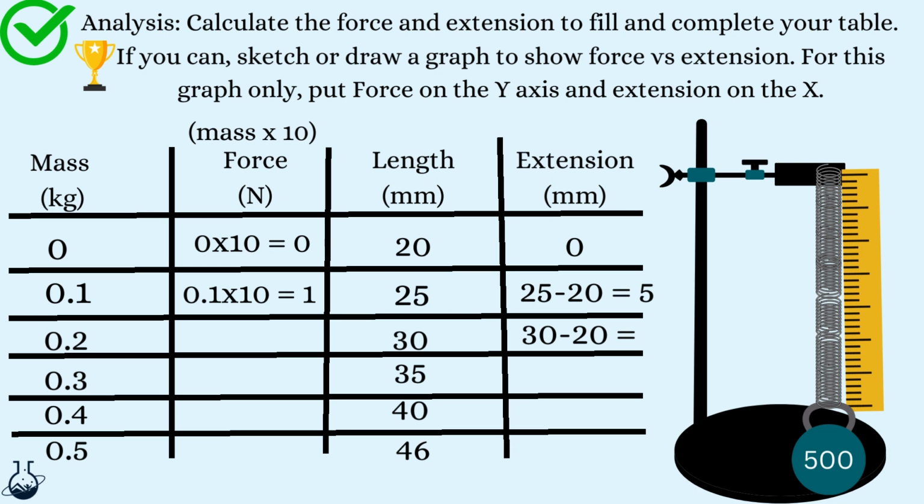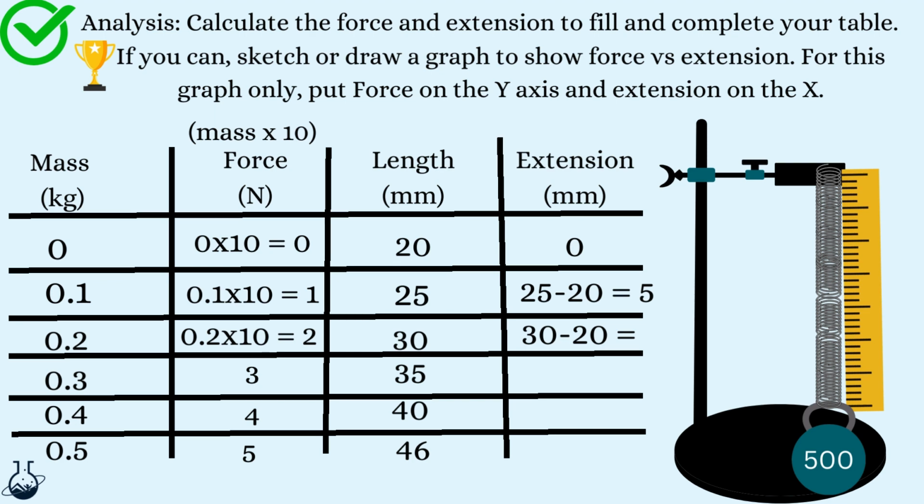Then I repeat for 0.1 kilograms times by 10 equals 1 newton of force. Then again the same for 0.2 kilograms times by 10 for 2 newtons of force. And continuing this calculation should then result in 3, 4 and 5 newtons. So well done if you got these. If you didn't, don't worry and fill them in now.